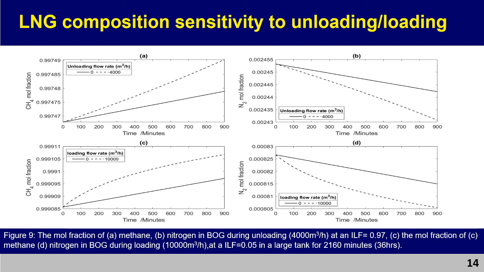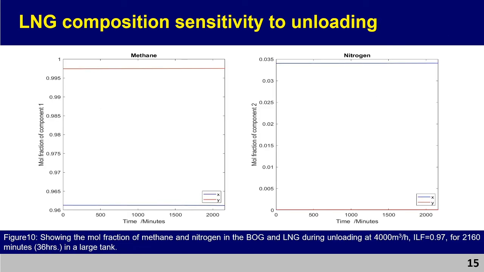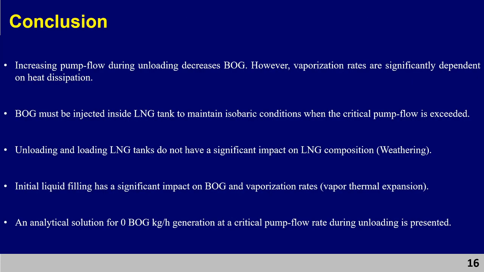But you can see that the mole fraction for methane is well over 99%. The mole fraction of methane in the LNG is well over 96%, and in the vapor it is well over 99.5%, and it meets the requirements. Same with nitrogen. Nitrogen in the vapor is almost zero, and in the liquid it is about 0.035 mole fraction. So you can see that in conclusion, increasing the pump flow during unloading decreases BOG.